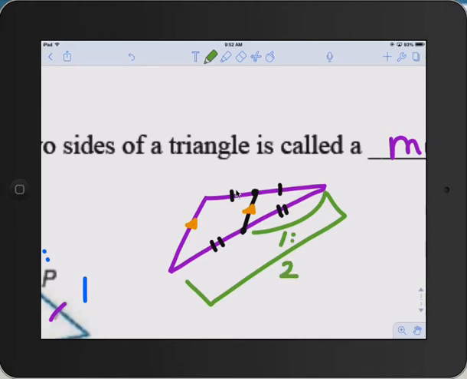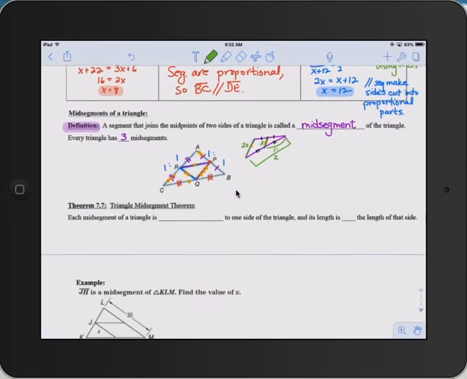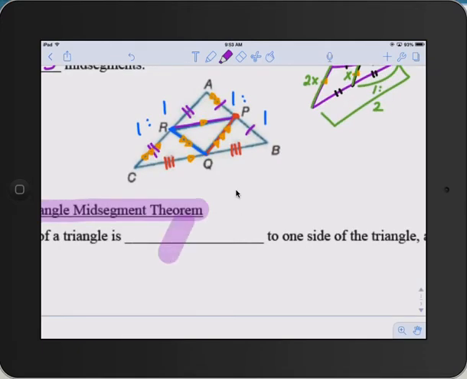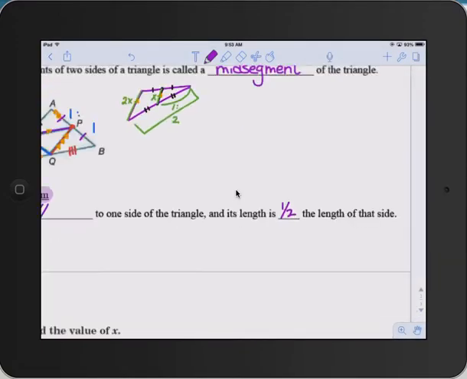Now also, because these triangles are similar, you can tell that this is a 1-to-2 ratio, and so that's going to make this a 1-to-2 ratio. So whatever that is, this will be double. This is called the mid-segment theorem. The triangle mid-segment theorem, again, is very similar to the mid-segment theorem for trapezoids. Each mid-segment of a triangle is parallel to one side of the triangle, and its length is half the length of that side.